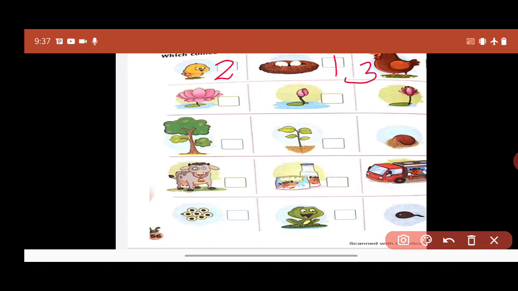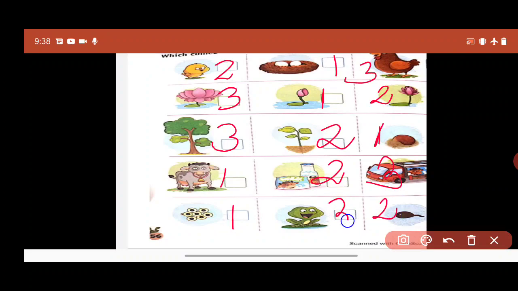Then this is the blooming of the lotus flower. First it is the bud, then it is a small little flower, it is trying to bloom and then it finally blooms. Next, there's a seed, then it becomes a sapling and then becomes a huge tree. This is the germination of a seed. Then, how is the milk provided to us? Who gives us milk? Cow. It is then packed and then finally delivered to us. This is the life process of a frog. First it becomes an egg, then it becomes a tadpole and then it becomes a frog.